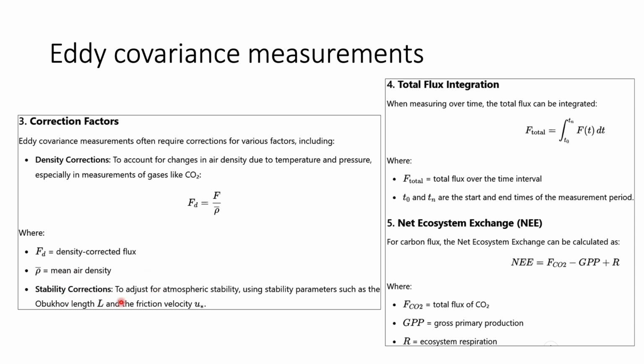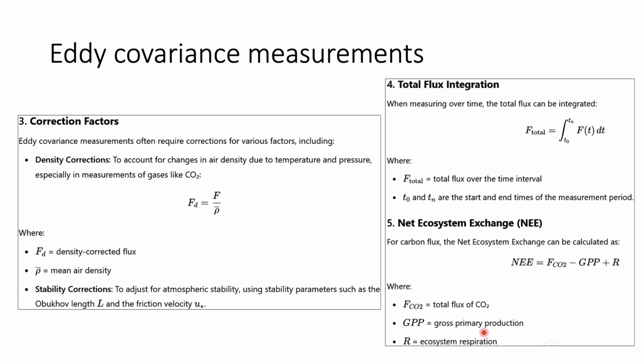So what are the stability conditions? To adjust for atmospheric stability, we use stability parameters such as the Obukhov length L and the friction velocity u star. So total flux integration is calculated using this formula, and net ecosystem exchange can be calculated from the given formula. NEE is equal to F of CO2 minus GPP plus R. GPP is gross primary production, R is the ecosystem respiration. So how much CO2 is being consumed by the plants and how much the system respires. So these two are used to find out the net ecosystem exchange values.